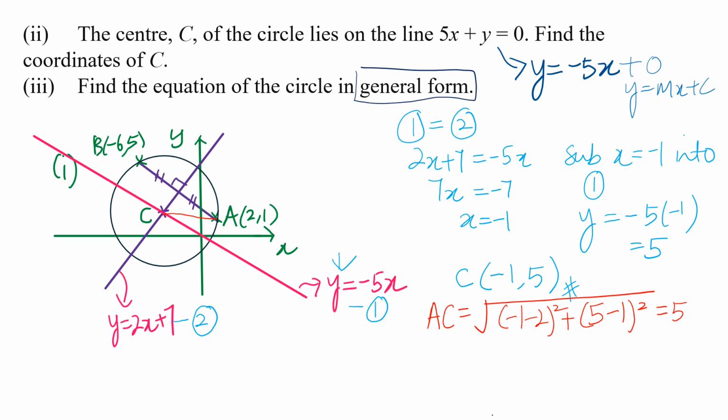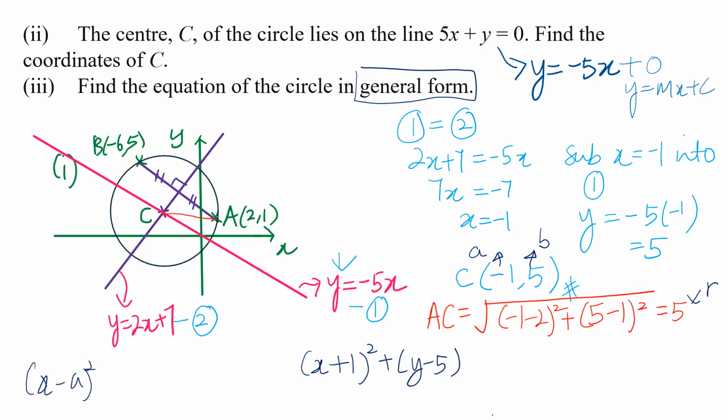So the standard form will be x minus a. This is the value I will use to substitute for a, this is the value I substitute for b, and that is the value I substitute for r. So it's x minus minus 1, which becomes x plus 1 squared, y minus 5. The formula is x minus a squared plus y minus b squared equals r squared, equals 5 squared. That gives you 25.